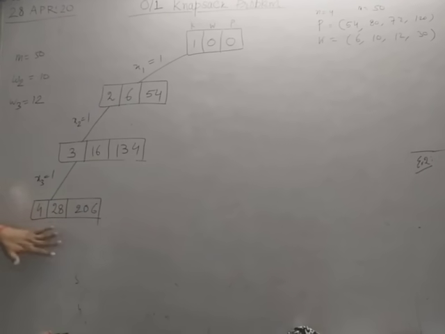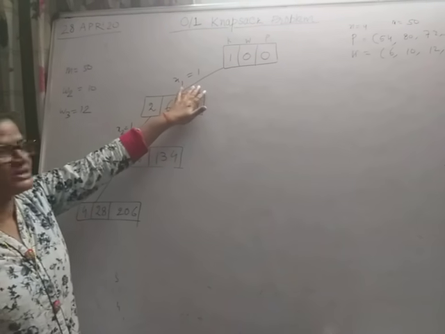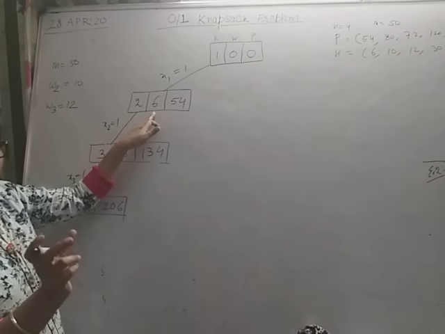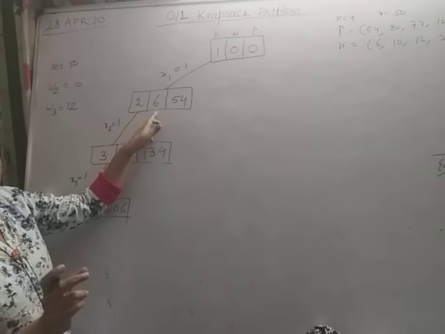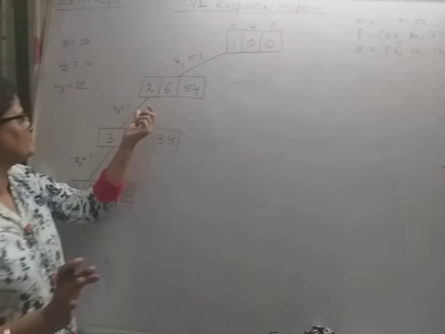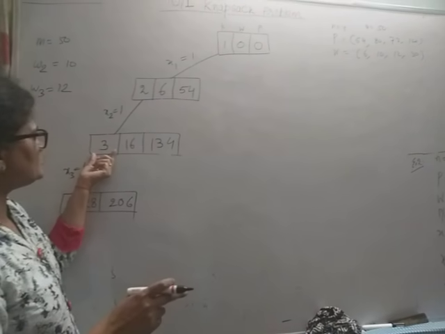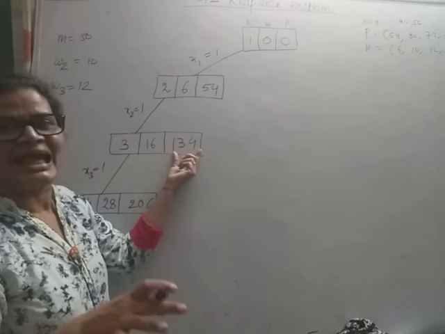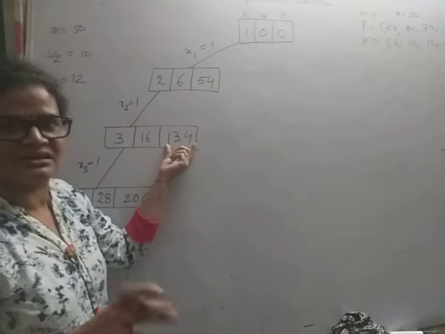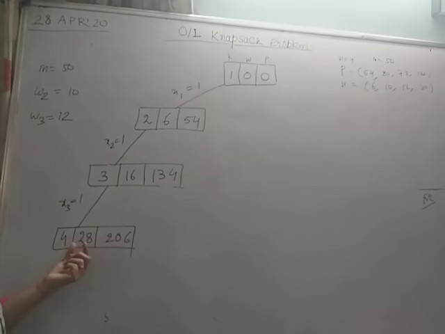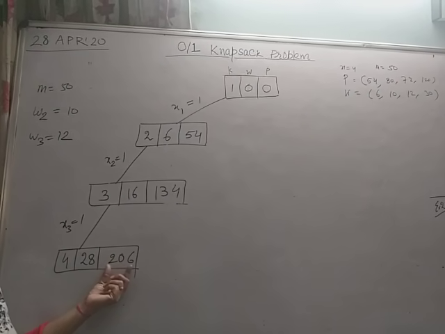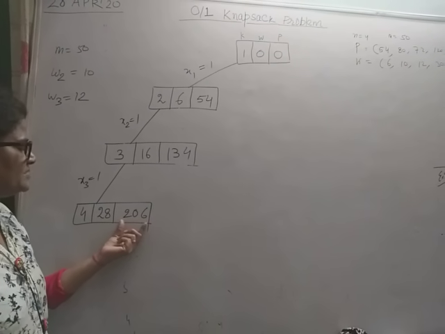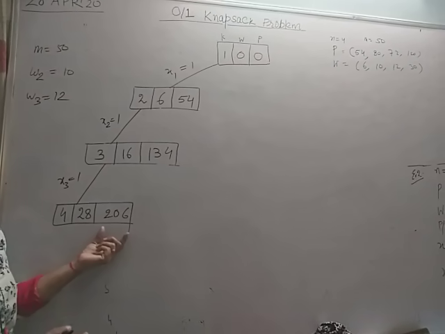Now see here, first object included. After that, the weight in the knapsack is 6 and the profit earned is 54. When the second object is also included, then the current weight in the knapsack is 16 and the profit earned is 134. Now the third object is included, the weight is 28 and the profit earned is 206.